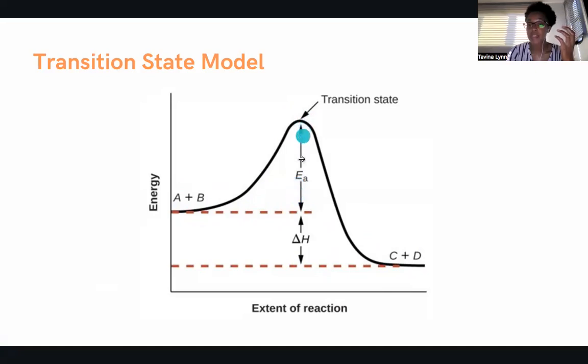So E sub A, this is our activation energy. So they've collided with enough energy where they're basically able to overcome this energy barrier of whatever the activation energy is. They form this transition state, and then it's downhill from there in forming the products. So this is what our transition state model is, which is basically just our energy diagram, but we are specifically showing the transition state.